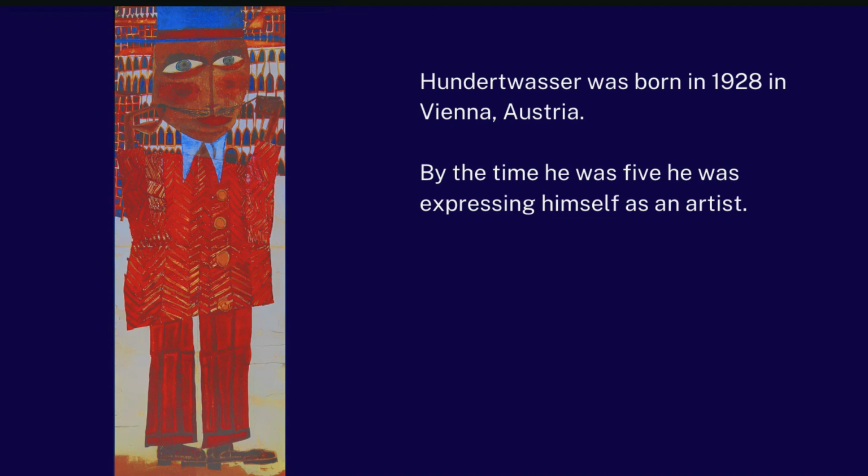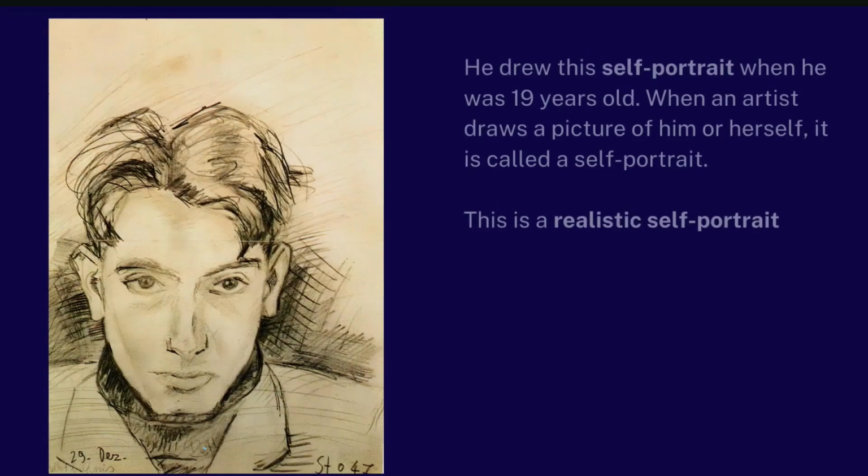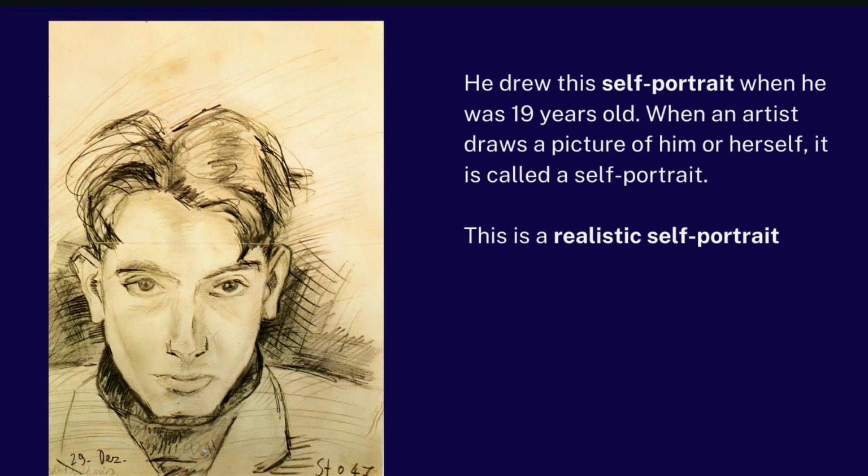Hundertwasser was born in 1928 in Vienna, Austria. By the time he was 5, he was expressing himself as an artist. He drew this self-portrait when he was 19 years old. When an artist draws a picture of him or herself, it is called a self-portrait. This is a realistic self-portrait.